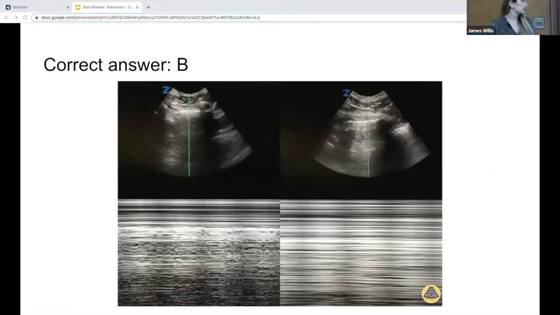So the same picture on the previous slide is the one on the right. It's the barcode sign, and it's basically an absence of lung sliding. So normally what you want to see is the picture on the left, which is called the seashore sign, where you see visceral and parietal pleura sliding against each other, and it creates the seashore sign.